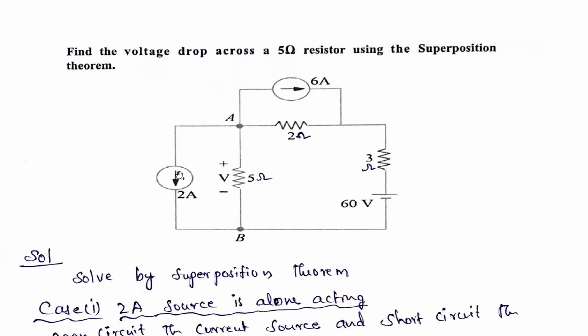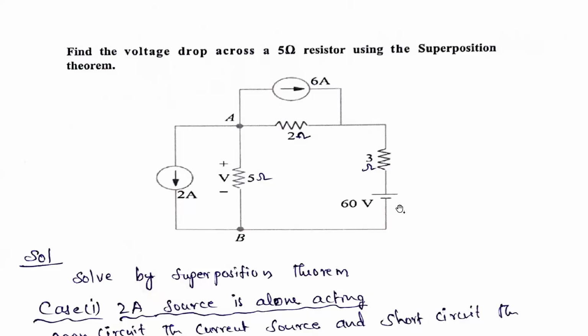So one current source is there, and here resistance is there. Here also resistance. Here again voltage source is there. Here also current source is there. So here a 2 ampere current source is there. Here a 6 ampere current source is there. Here a 60 volt voltage source is there.